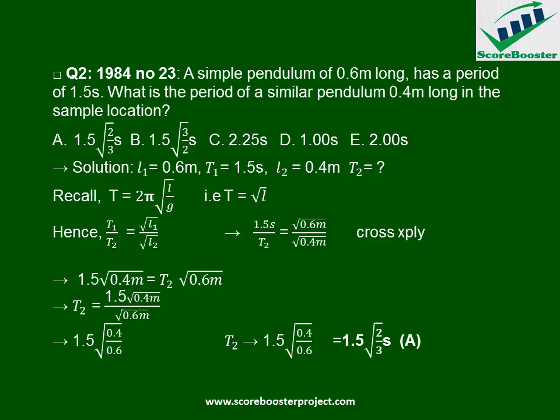So also we have to recall that the period T is equal to 2 pi root L over g, and from here that means the period is directly proportional to the square root of length. So if we bring that out from the formula, you have T proportional to root L. So when we have more than one period and length, it will lead us to T1 over T2 equals root L1 over L2.